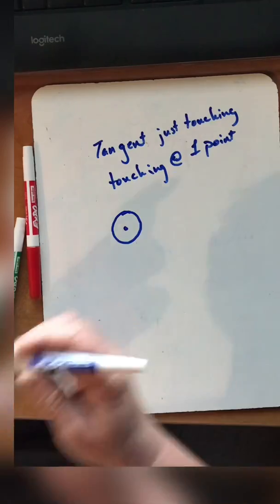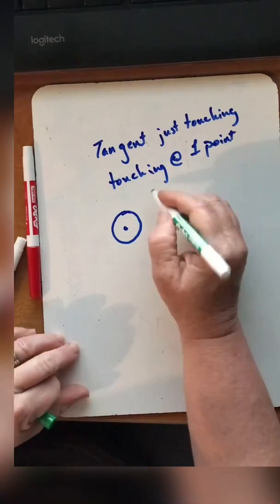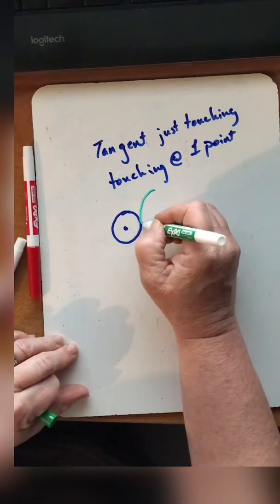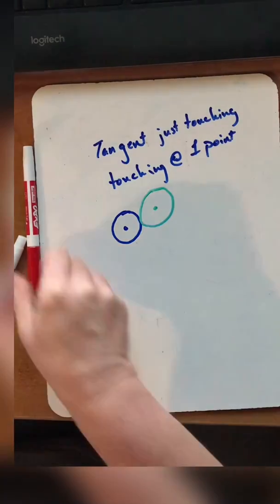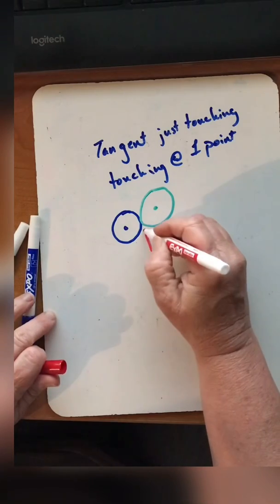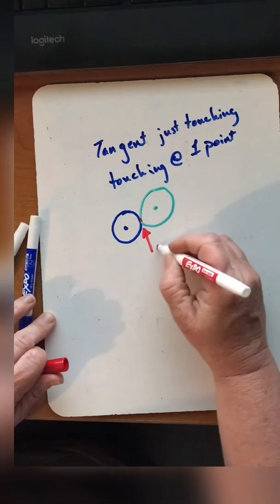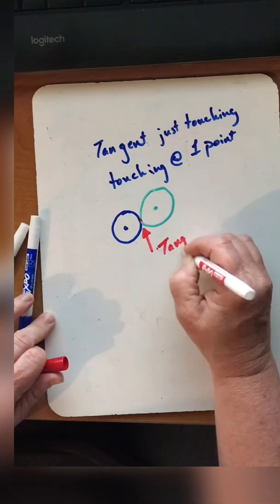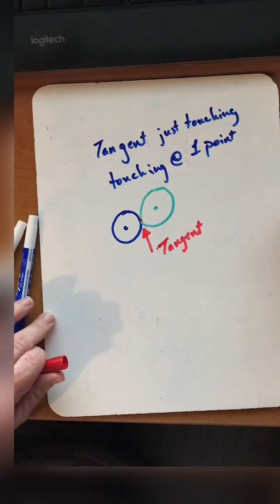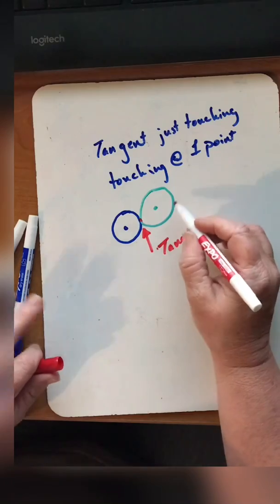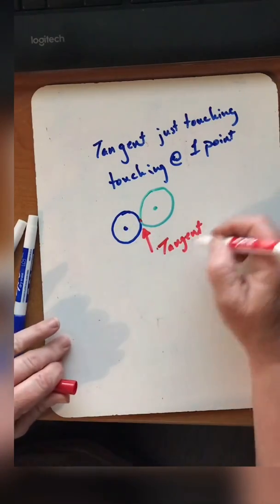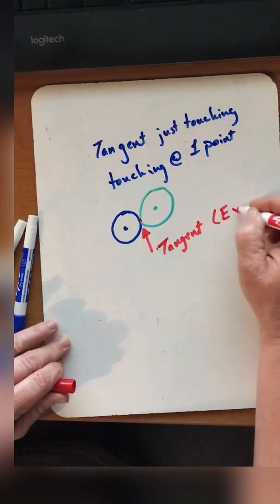I can have a circle and another circle that just touches. Okay? So they touch right here at that one spot. So these are tangent, and these circles are tangent to each other. And since one's not inside the other, they're externally tangent.